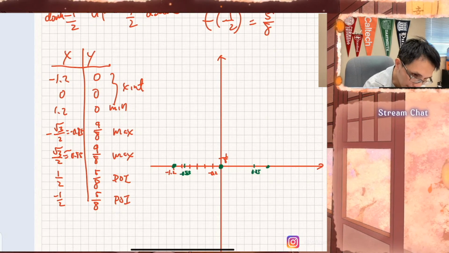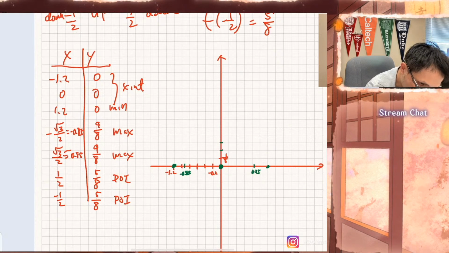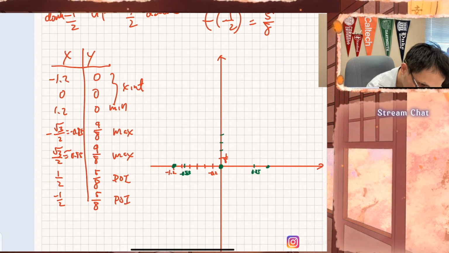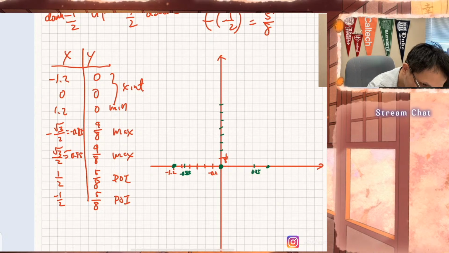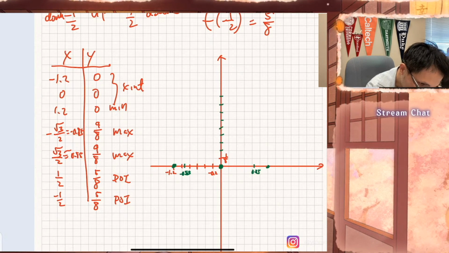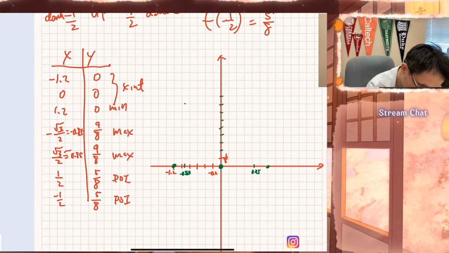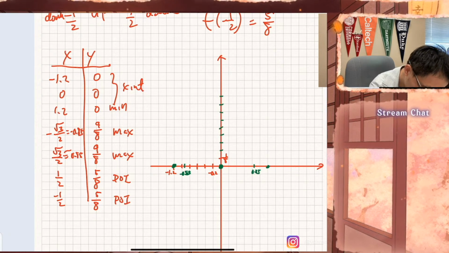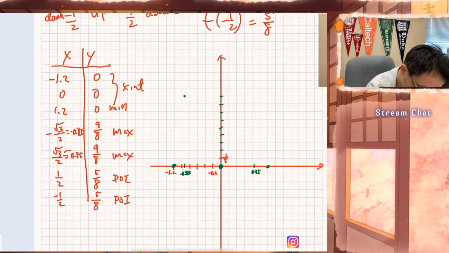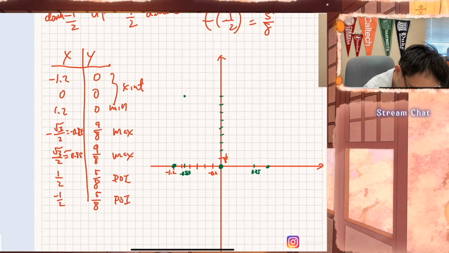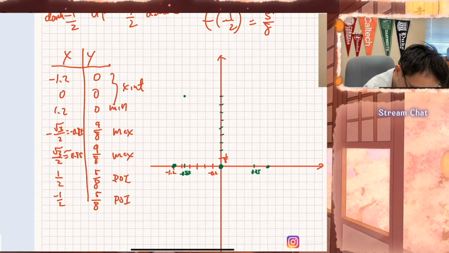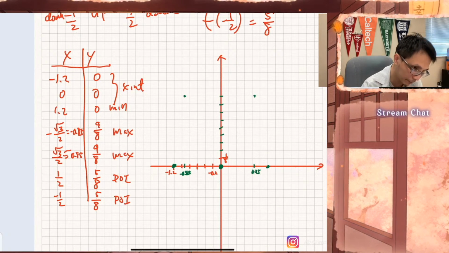Now at 9 over 8, so basically just 9 units to the top. So 1, 2, 3, 4, 5, 6, 7, 8, 9. So 9 over 8 happened at 0.85. So this is roughly here, and this is roughly 0.85. So it's roughly right here.